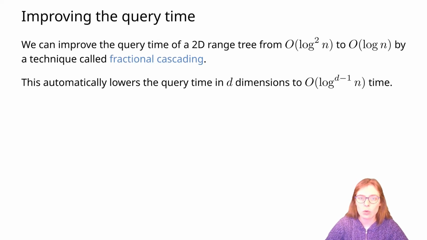In this video, we are going to learn about a very interesting technique called fractional cascading that will help us improve the query time of a two-dimensional range tree and also of the d-dimensional range trees by a factor of log of n. So in 2 dimensions, instead of big O of log squared n, the running time of the query will become big O of log n.